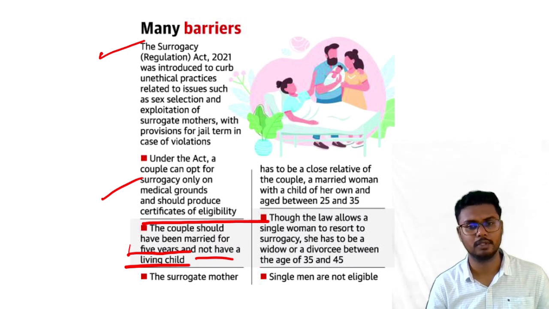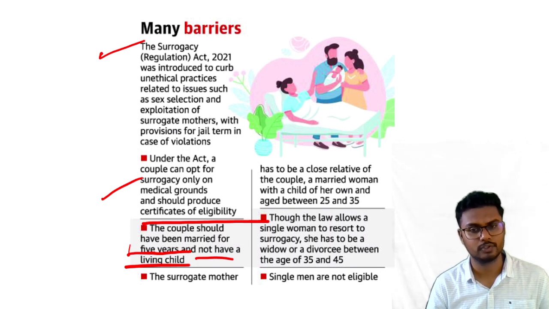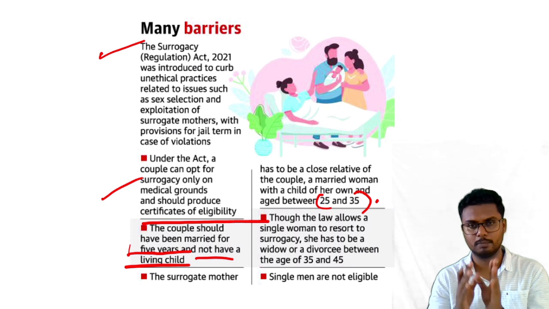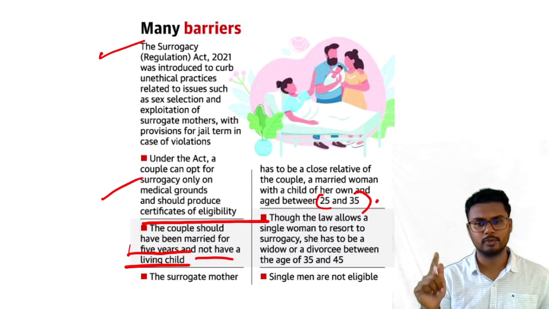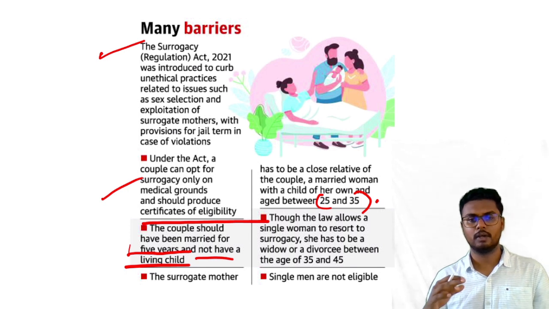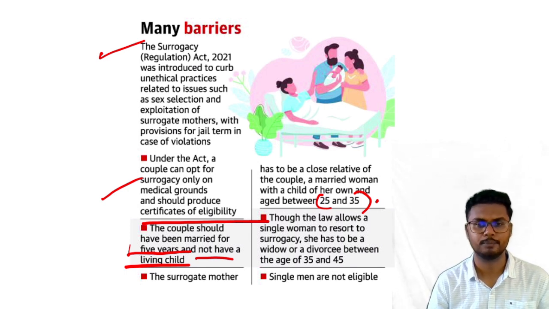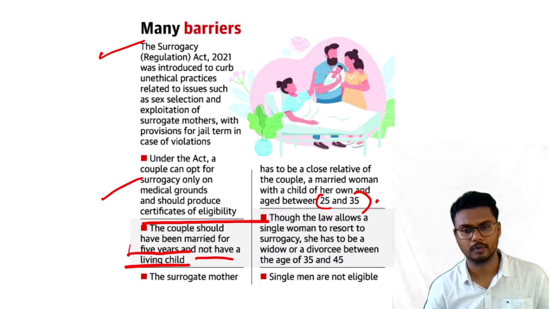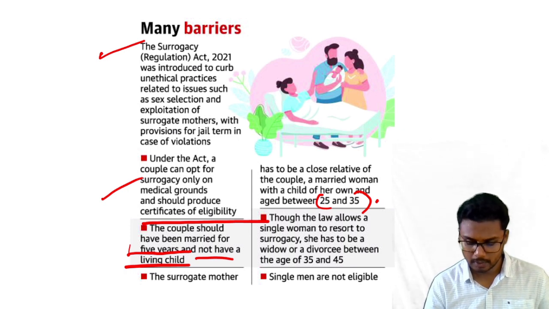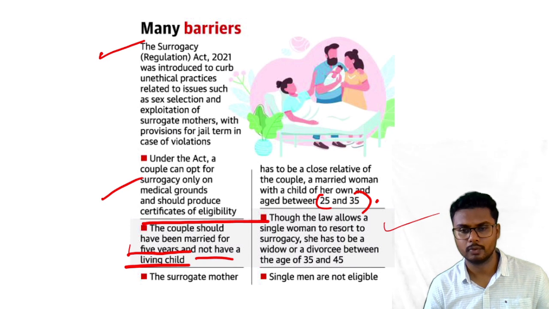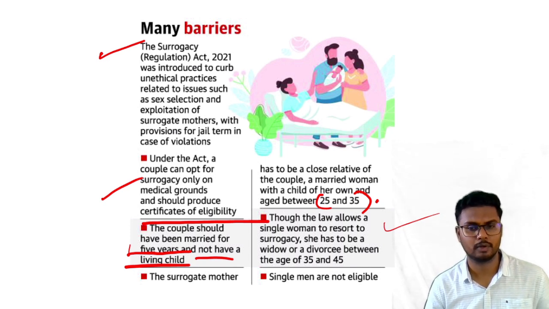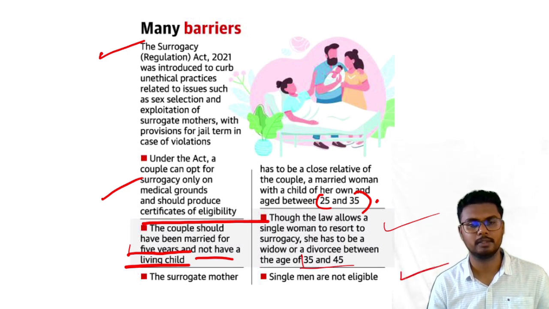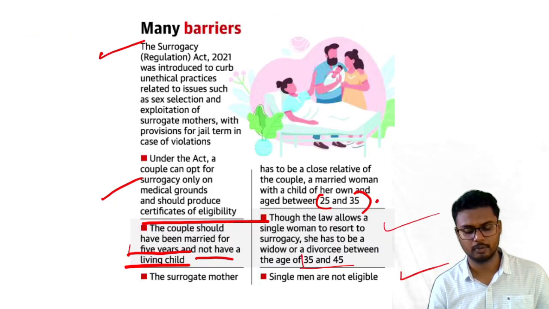Also, the surrogate mother has to be a close relative of the couple, a married woman with a child of her own and aged between 25 to 35. These are important points. A surrogate mother should be aged between 25 to 35, should be married, should have her own child, and should be a close relative of the couple who are willing to go for surrogacy. Alright? But surprisingly, the law also allows a single woman to go for surrogacy, but she has to be a widow or a divorcee aged between 35 to 45. And please remember, single men are not eligible for surrogacy. Right? These are some of the important rules related to surrogacy.